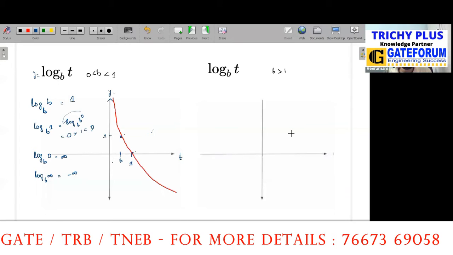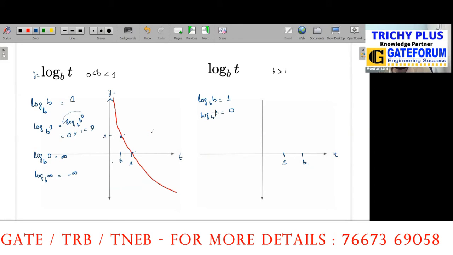Now coming to log base b of t when b is greater than 1. Again, this is your 1. Now it is going to be here, and here. Now tell me the same: log base b of b is again going to be 1. And log base b of 1 is again going to be 0. Correct? So now plot it here.